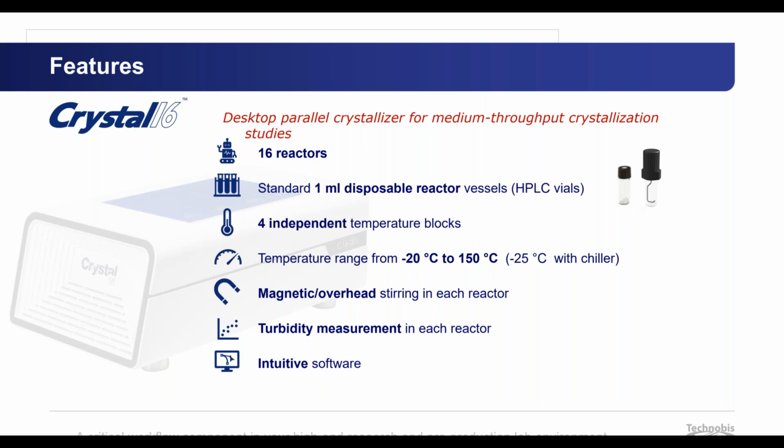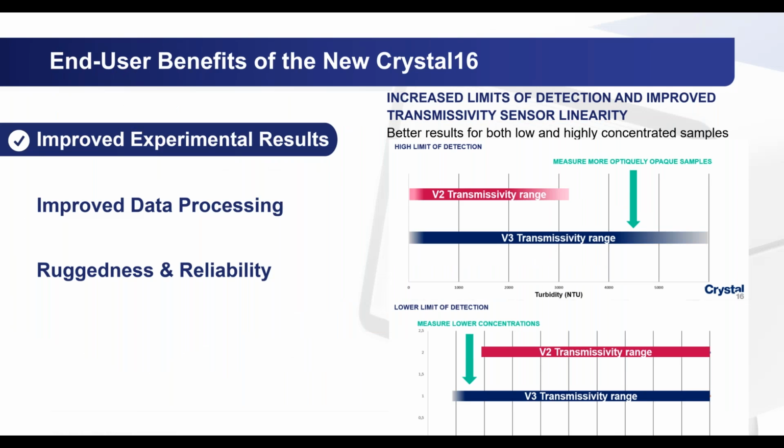Turbidity, so the transmissivity technology, still comes with this, and the software is quite different. And with that said, I go a bit more into detail on what is really different and what is new with this instrument that we have just brought on the market. One of the main improvements or new features is the transmissivity, so this turbidity, if you want to call it that, range.